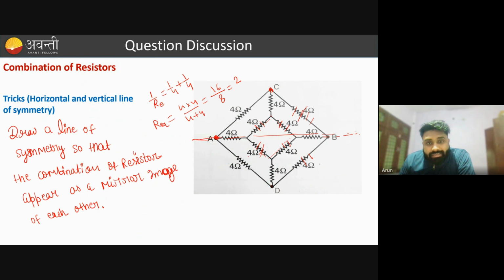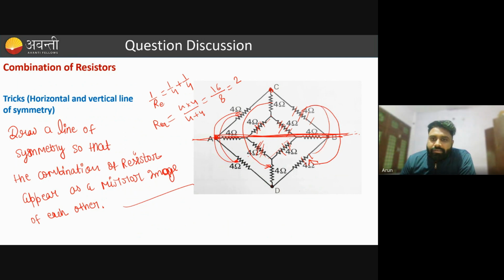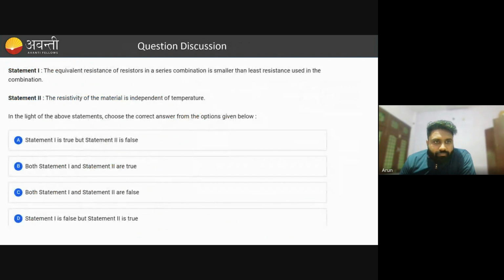So if you take this line AB, this 4 ohm is the mirror image of this 4 ohm. This 4 ohm is the mirror image of this 4 ohm. This 4 ohm is the mirror image of this 12 ohm. And the same goes for these also. Got it? So now you can apply this method, and these resistors are in parallel.